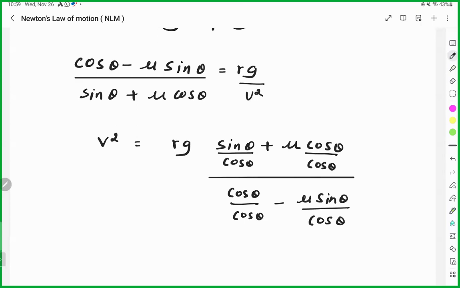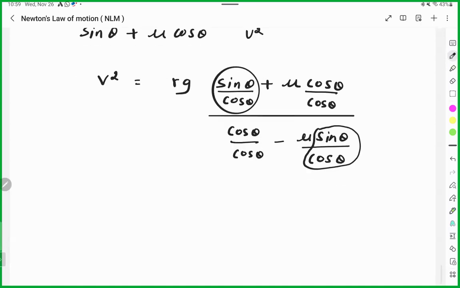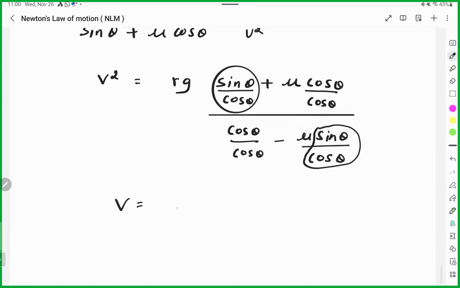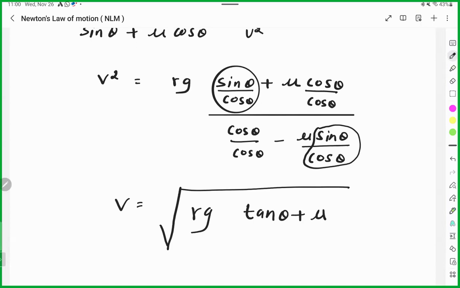Sin theta by cos theta will be equal to tan theta. This cos theta will be cancelled out, and this is again tan. Can I say, guys, velocity should be equal to under root Rg times sin theta plus cos theta, which is tan theta plus mu, over the denominator cos theta cancelled, 1 minus mu tan theta.